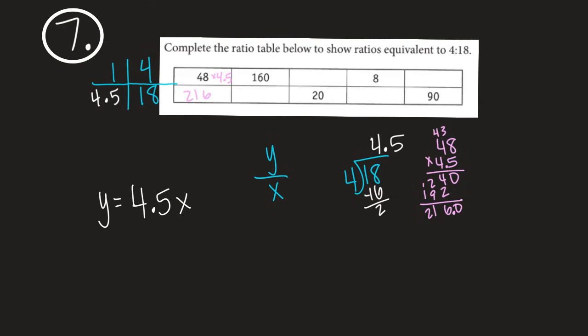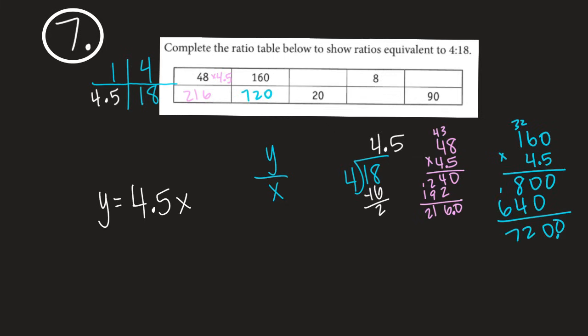Here we see 160, and so when x is 160, what is y? And so this tells us 160, which is x, times 4.5 is going to give us y. And the product I got was 720.